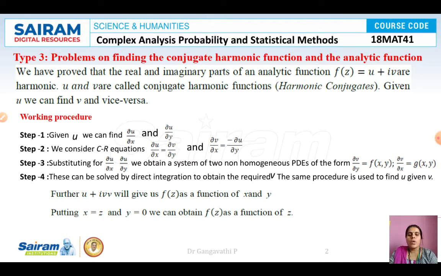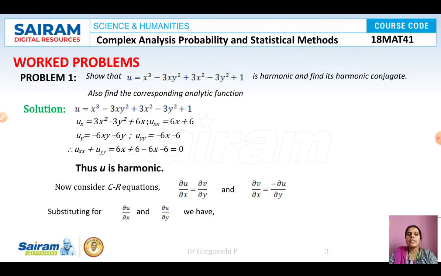These need to be solved by the direct integration method, and once you do that, you will get your v. The same procedure can be applied if v has been given: find vx, vy, then replace vx, vy in terms of ux, uy by using the CR equations. Then go for integration and you get the result. Further, for u plus iv, f of z as a function of x and y can be found. Once after doing that, put x equal to z and y equal to 0 so that you can get your f of z. This is the working rule that we have to follow to find the harmonic conjugate.